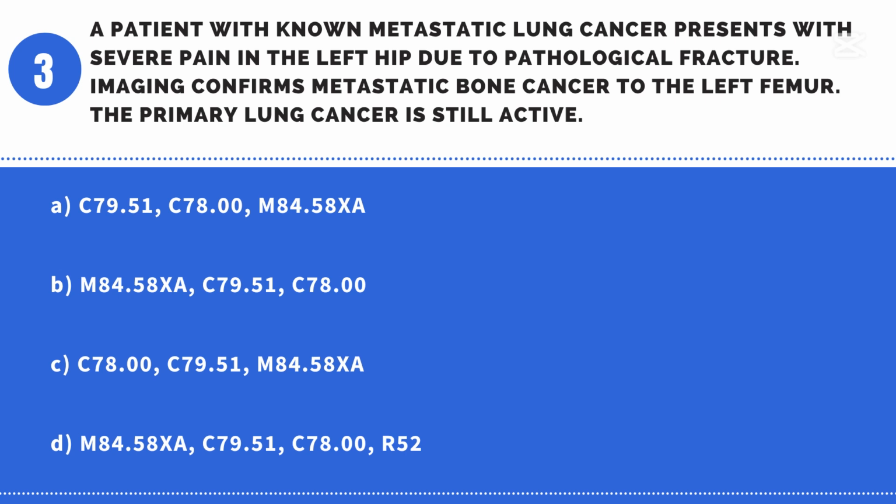Question 3. A patient with known metastatic lung cancer presents with severe pain in the left hip due to pathological fracture. Imaging confirms metastatic bone cancer to the left femur. The primary lung cancer is still active. A. C79.51, C78.00, M84.58XA. B. M84.58XA, C79.51, C78.00. C. C78.00, C79.51, M84.58XA. D. M84.58XA, C79.51, C78.00.